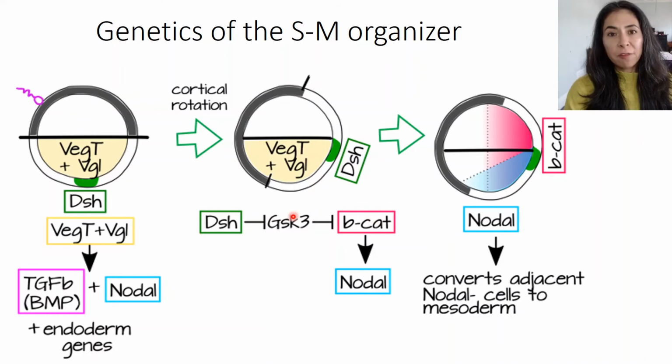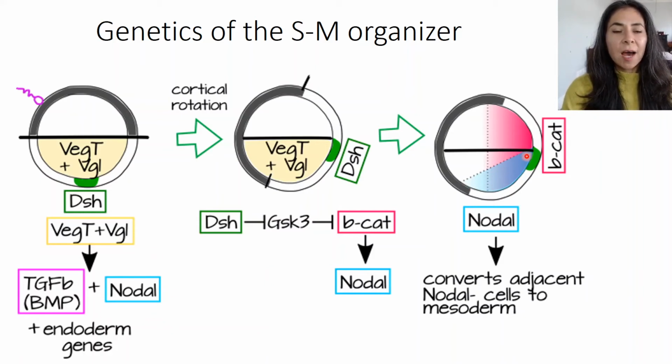We've turned off the beta-catenin repressor. And so now we're able to make nodal in all of these regions. So now we've got this sort of nodal gradient here. So we have this beta-catenin gradient like this, and we have this other nodal gradient here. And that's because nodal, remember, is also affected by VEG-T and VEG-1.